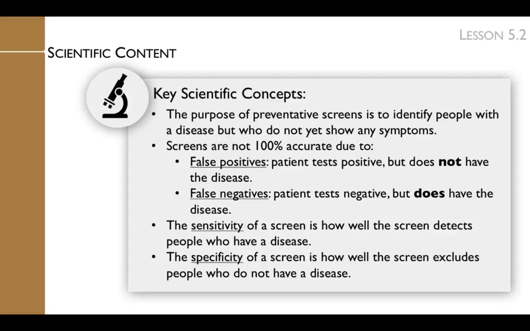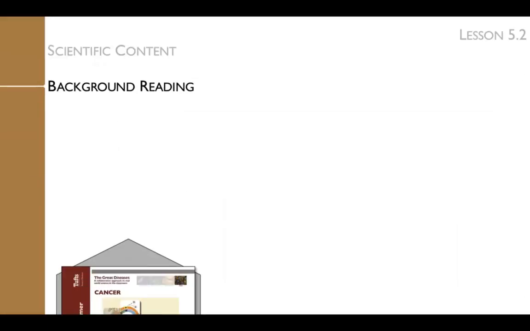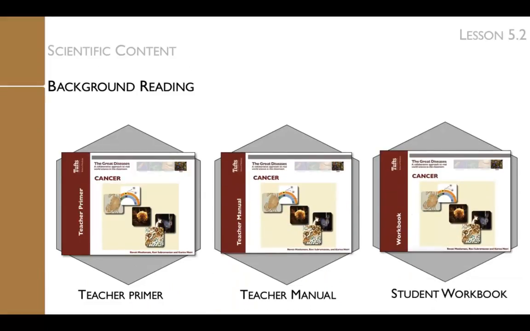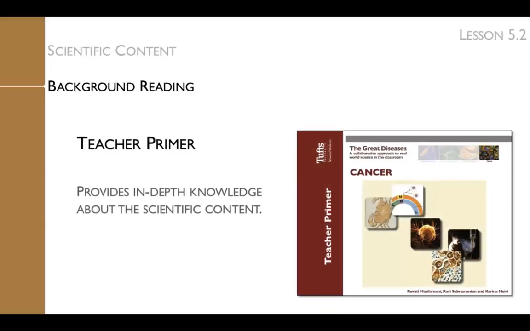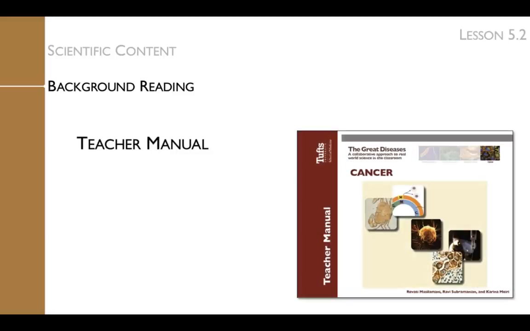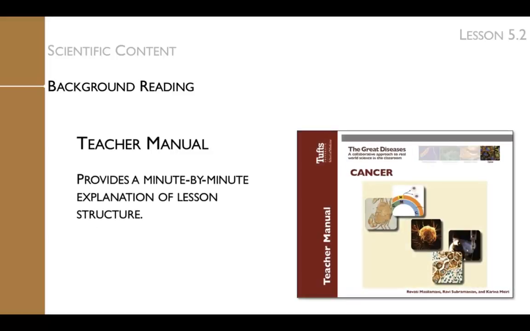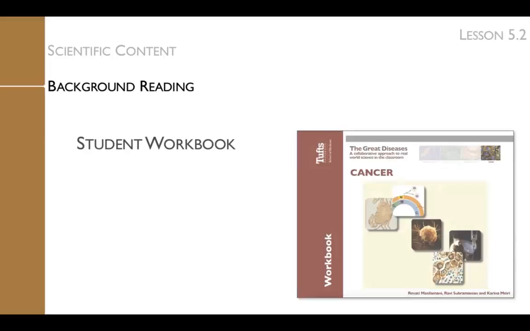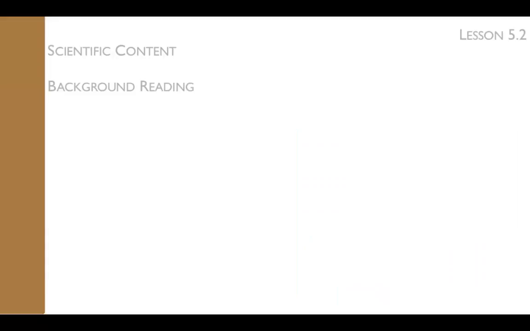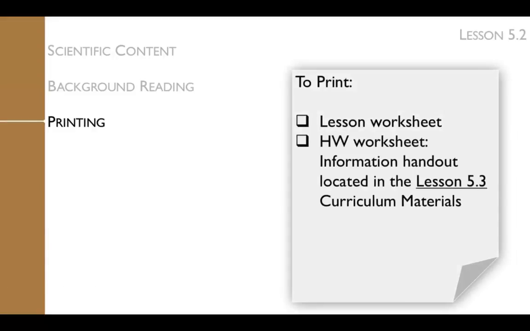You can review the scientific content in the background reading provided for you in the teacher primer, the teacher manual, and the student workbook. The teacher primer provides in-depth knowledge about the scientific content presented in this lesson. The teacher manual or lesson plan provides a minute-by-minute explanation of the lesson structure, and the student workbook provides additional explanation for students. Be sure to print the lesson worksheet and the homework worksheet, which is an information handout located in the Lesson 5.3 curriculum materials.